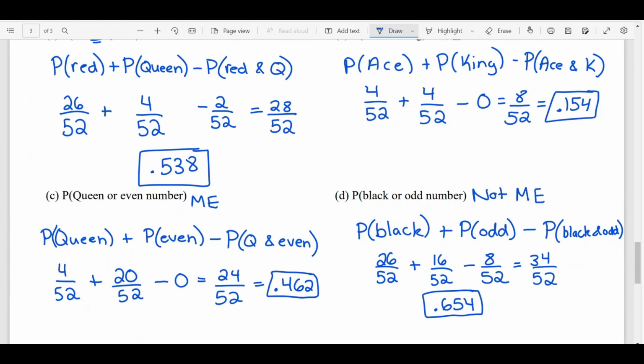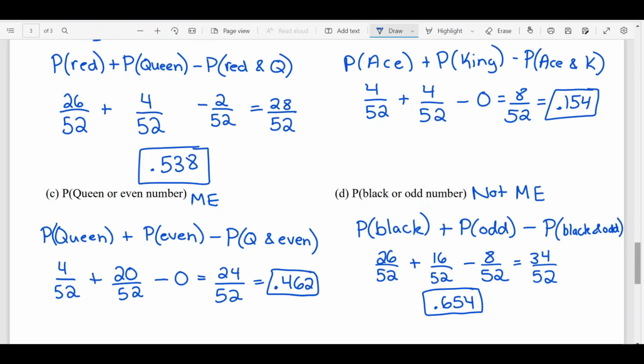Same thing with the black or odd. They are not mutually exclusive. So we have the probability of a black card plus the probability of an odd card minus 8 of the cards are going to be black and odd.